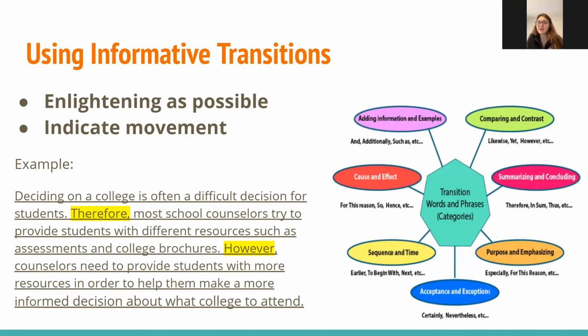Next, using informative transitions. They should be as enlightening as possible and indicate movement. For example, deciding on a college is often a difficult decision for students. Therefore, most school counselors try to provide students with different resources, such as assessments and college brochures. However, counselors need to provide students with more resources in order to help them make a more informed decision about what college to attend. Compared to transitions such as first, second, and third, transitions like however and therefore indicate movement and give the reader more insight on a subject. These transitions in the example help the reader to gain more information on deciding on a college. Informative transitions should also indicate how long steps last, when they start and end, and where they occur.